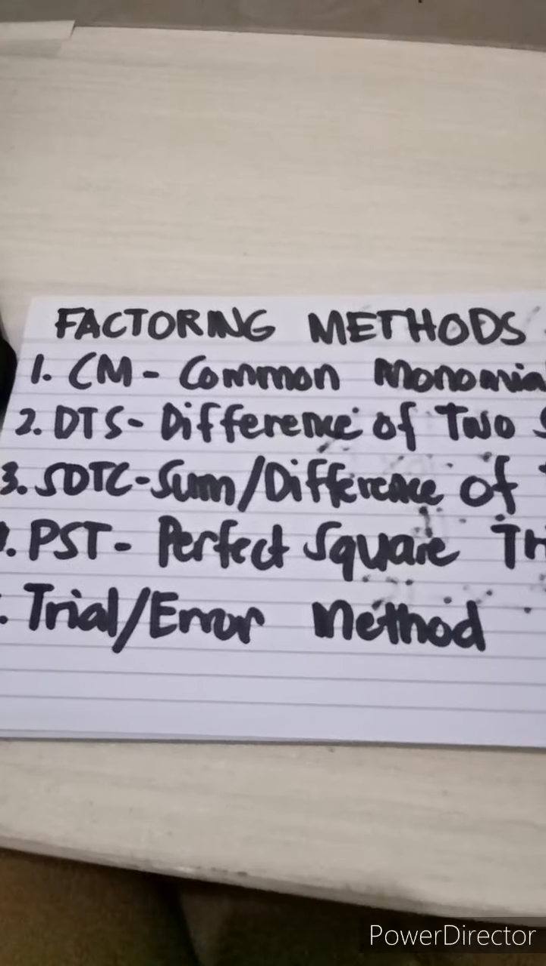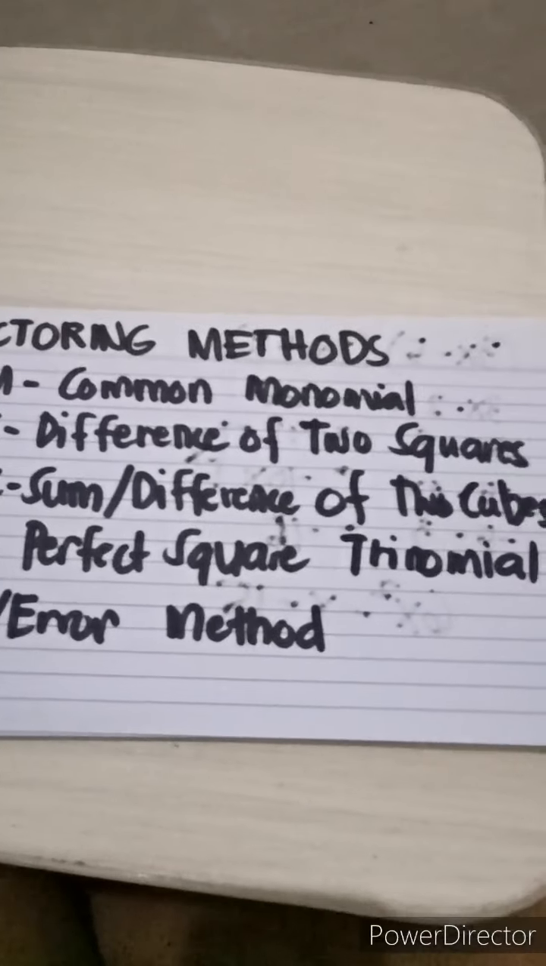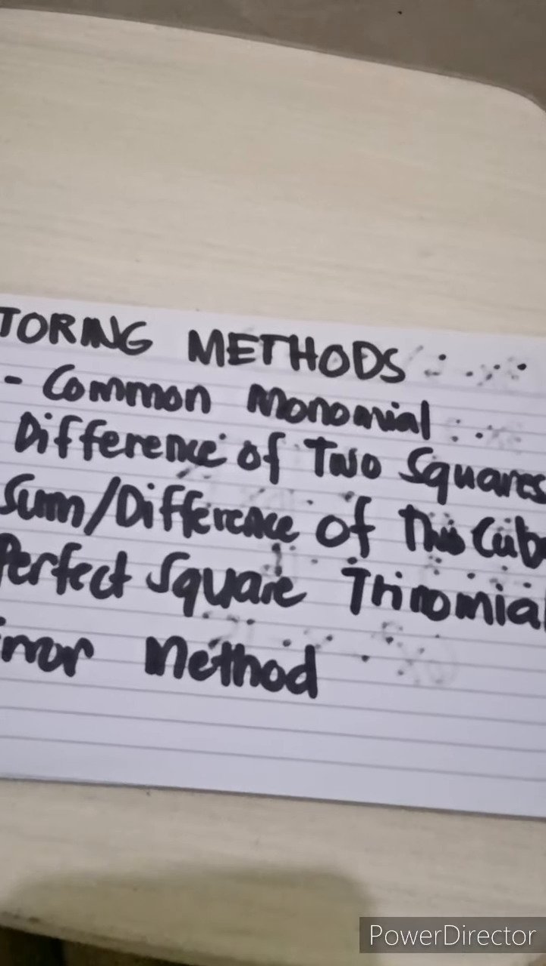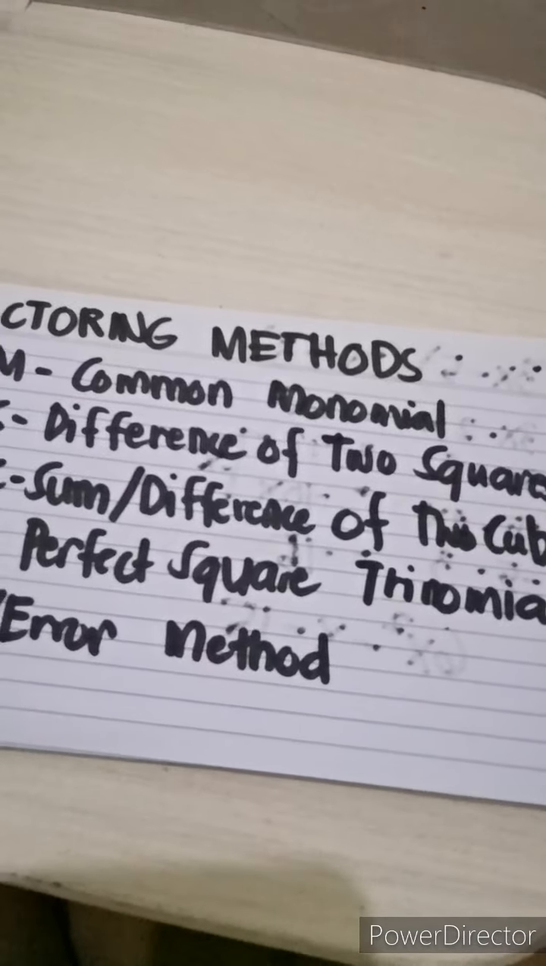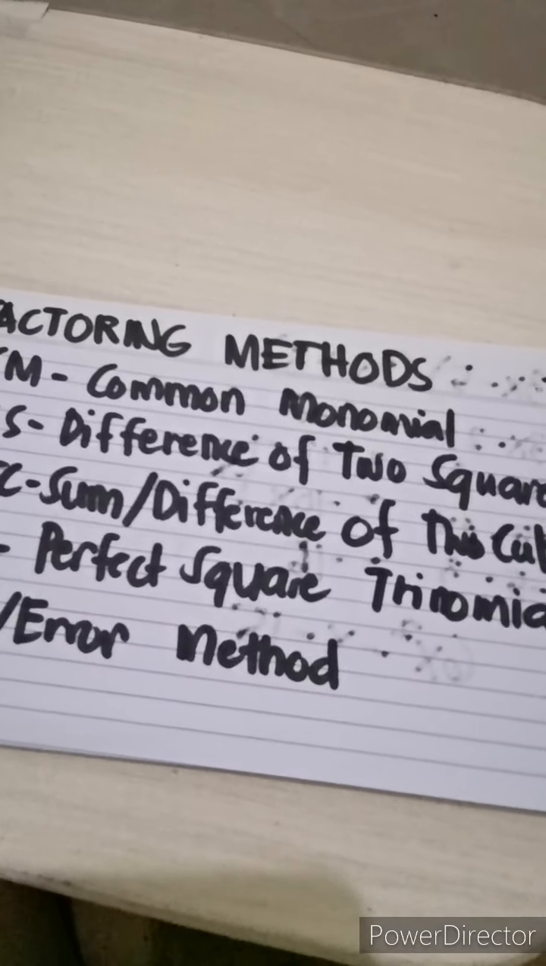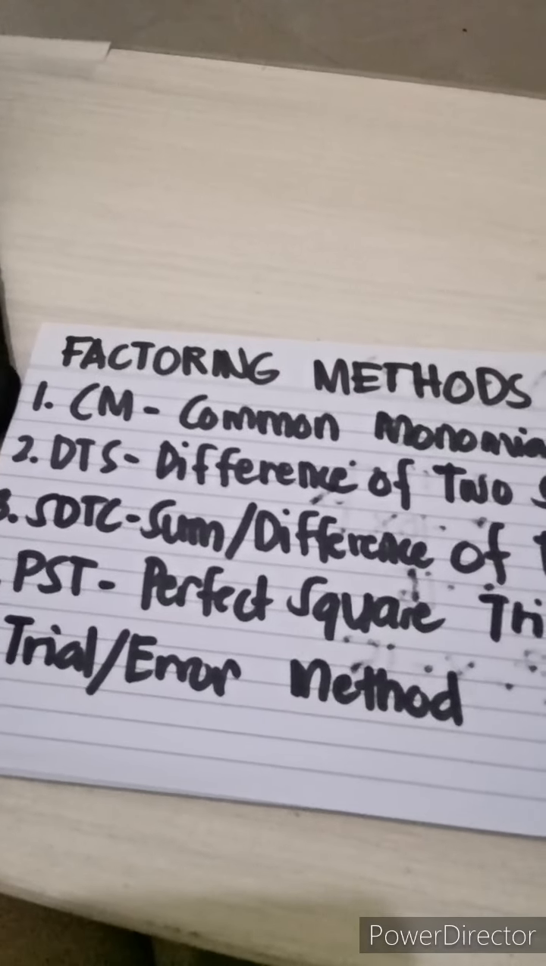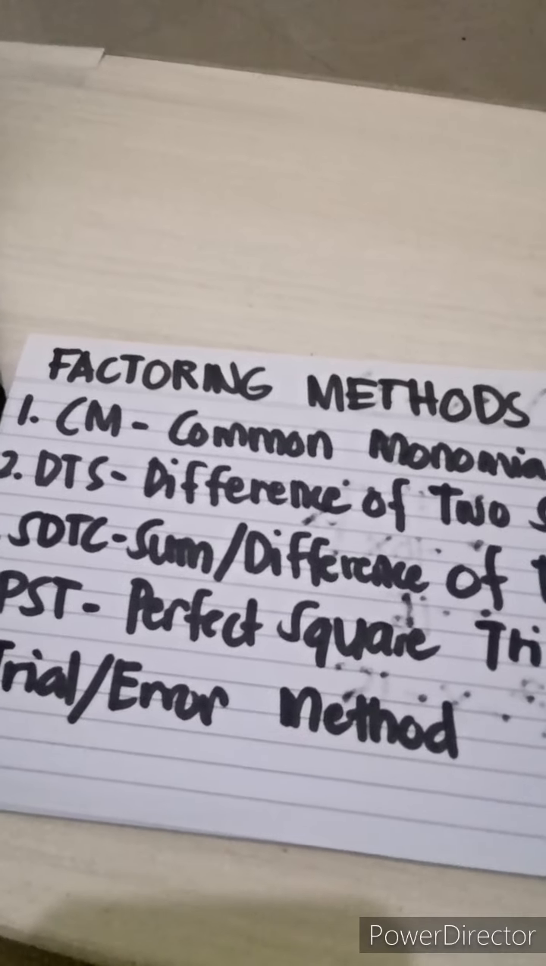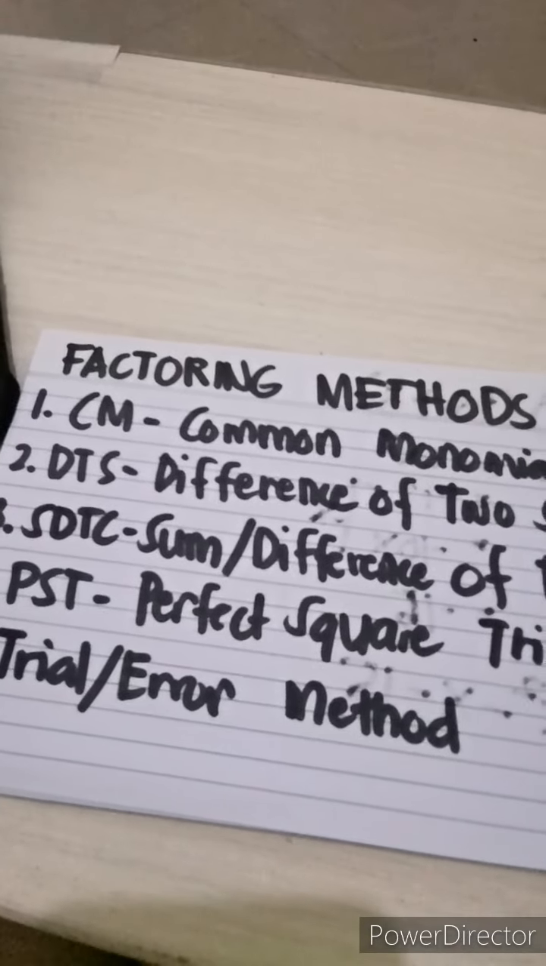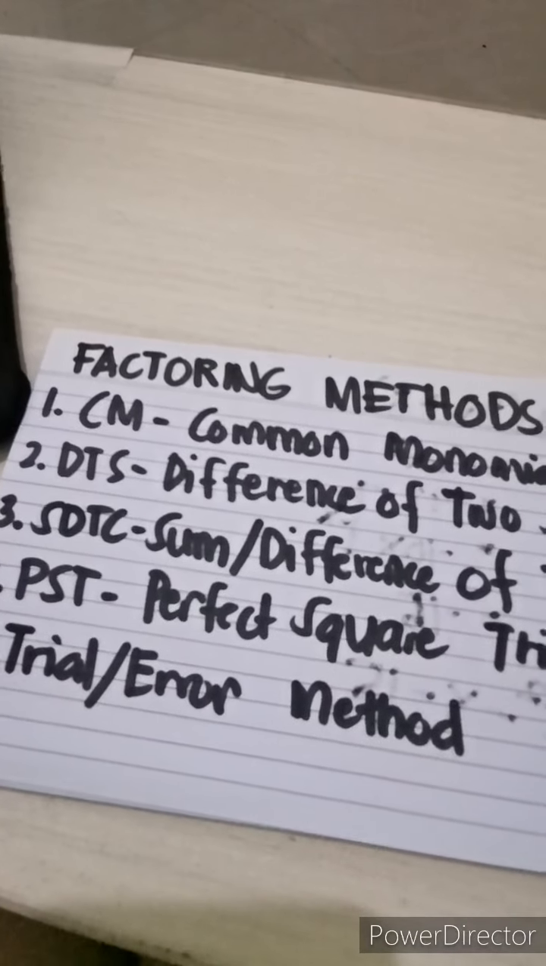And then we have the PST, or the perfect square trinomial. The counterpart, from the special products, is the squaring of a binomial. And then the last one, the trial and error method, which is the counterpart of the FOIL method. Okay, so let us start with the common monomial.